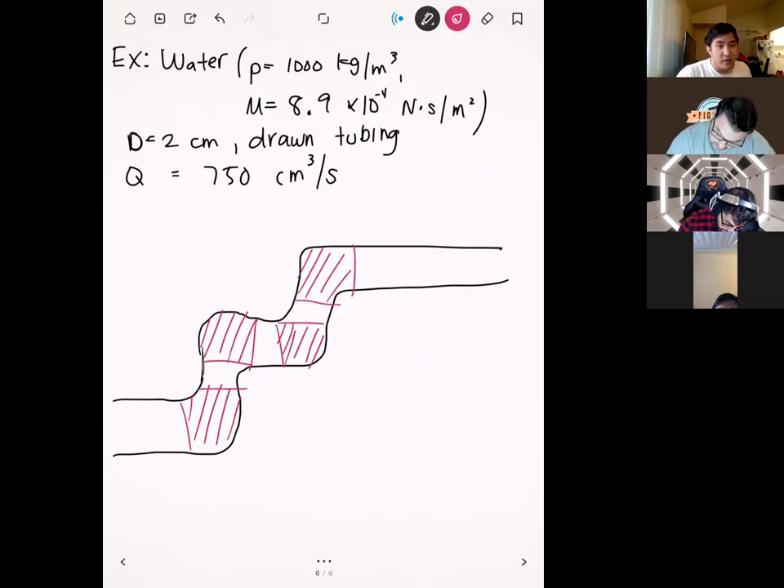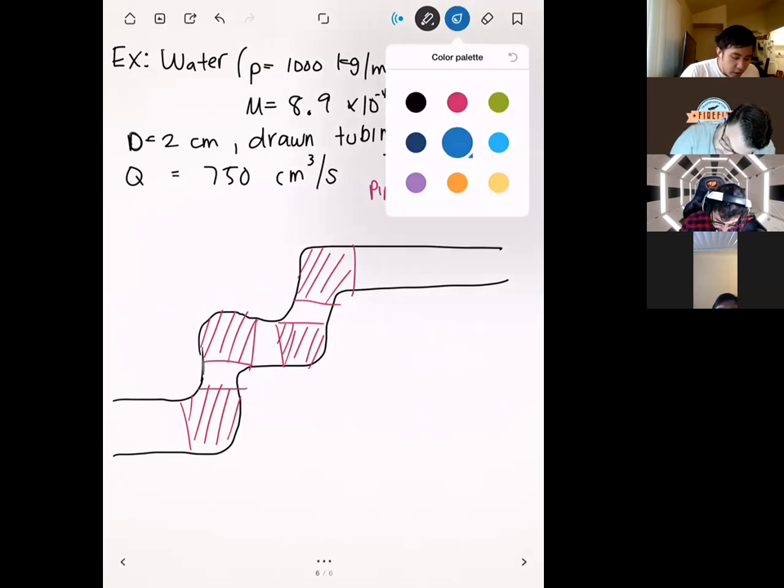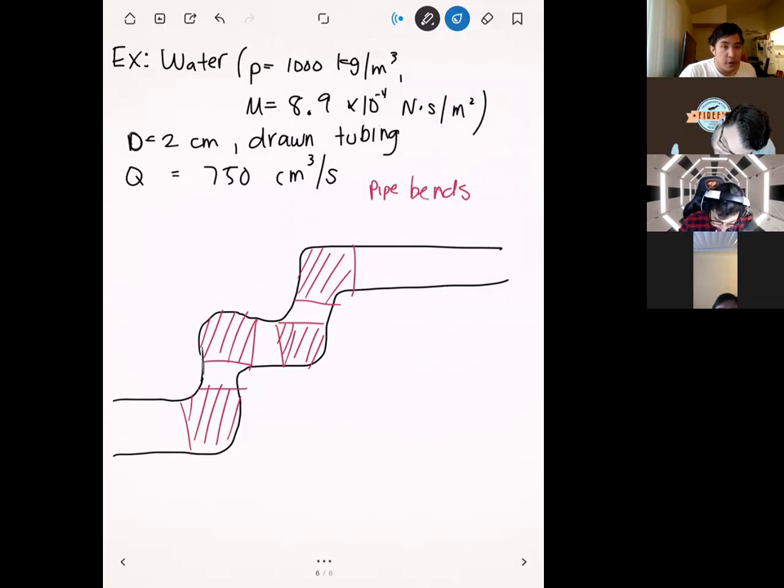Okay. And so what I've highlighted in red right there, all of these are going to be pipe bends. And so all of these pipe bends are going to have minor losses that are associated with them. And in addition to the pipe bends, we also have a bunch of straight segments of pipe as well. So I'm going to label each of the different components that we need.